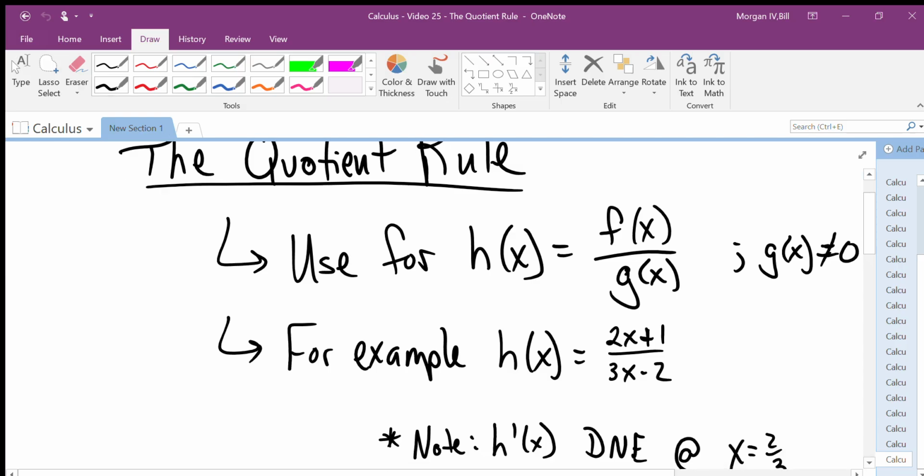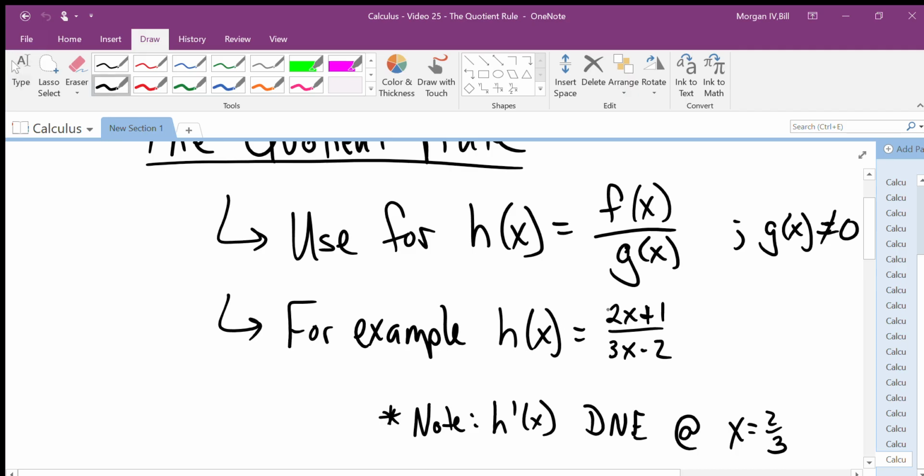Notice that for this particular function, h of x equals 2x plus 1 over 3x minus 2, the derivative h prime of x does not exist at x equals 2/3. That's because at x equals 2/3, if you plug that into the numerator you get 4/3 plus 1, that's 7/3, divided by the denominator. When you plug 2/3 into the x in the denominator, you get 3 times 2/3 is 2, minus 2 is 0. That makes you divide by 0. That means the derivative will not exist at x equals 2/3. It will, however, exist everywhere else.